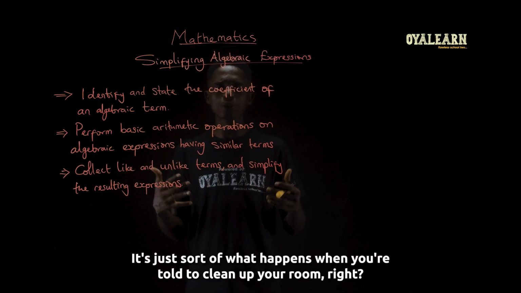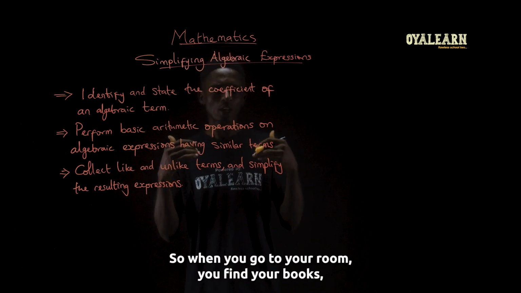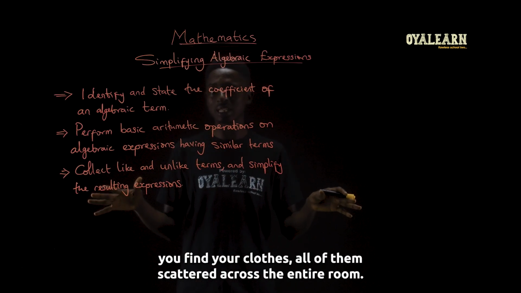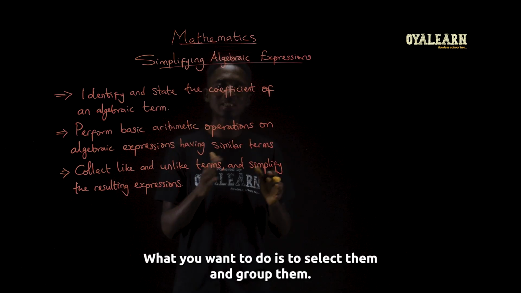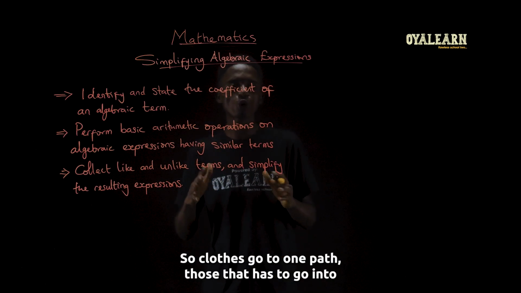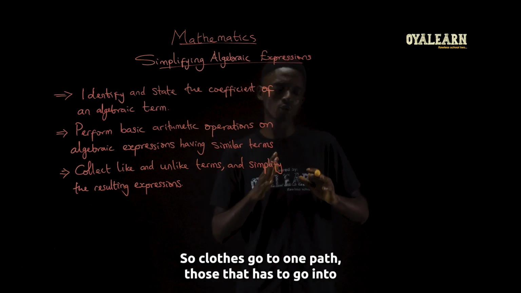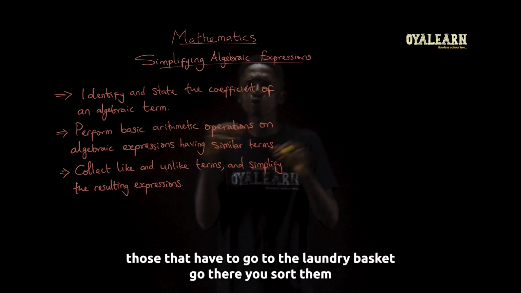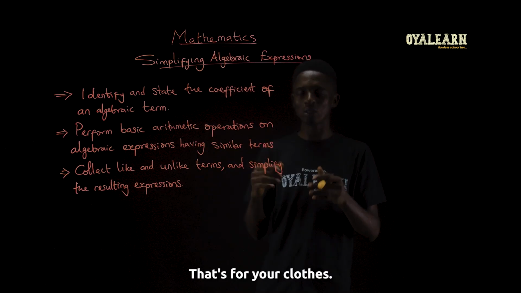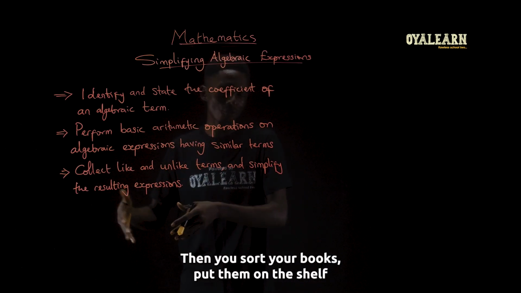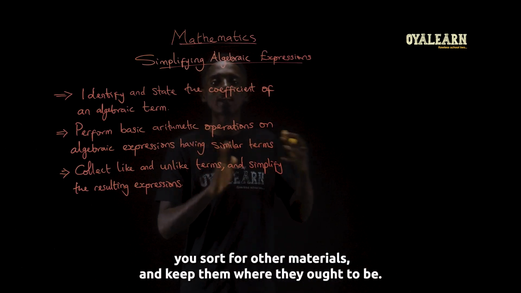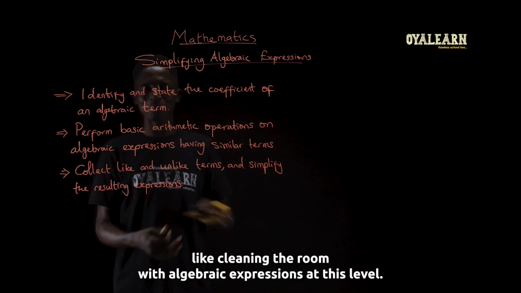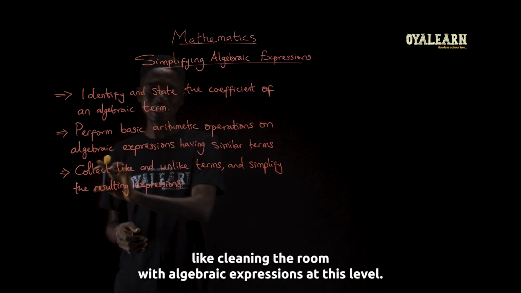It's just like what happens when you're told to clean up your room. When you go to your room, you find your books and your clothes all scattered across the entire room. What you want to do is to select them and group them. Clothes go to one place: those that have to go into your wardrobe go there, and those that have to go to the laundry basket go there. You sort them. That's for your clothes. Then you sort your books and put them on the shelf. You sort other materials and keep them where they ought to be. So we'll be learning how to arrange our stuff, like cleaning the room, with algebraic expressions at this level.